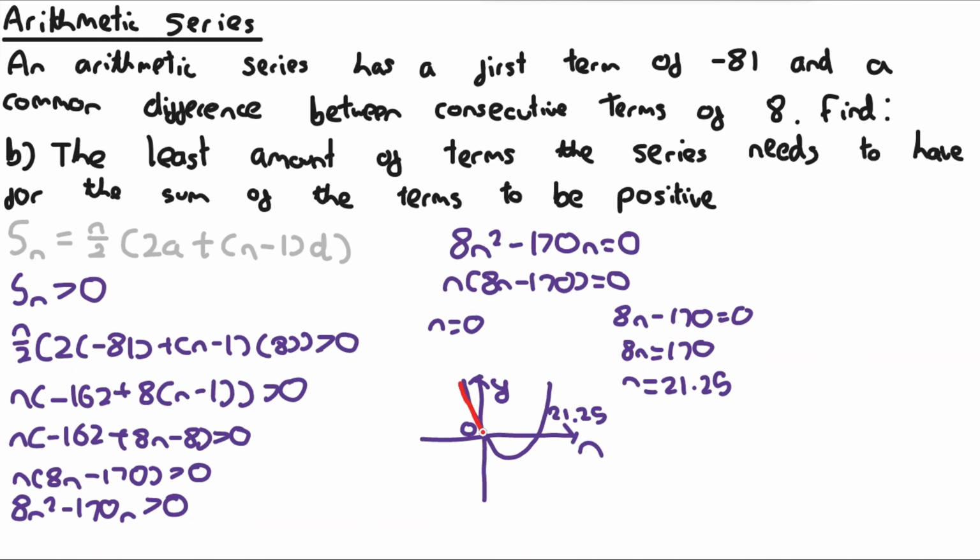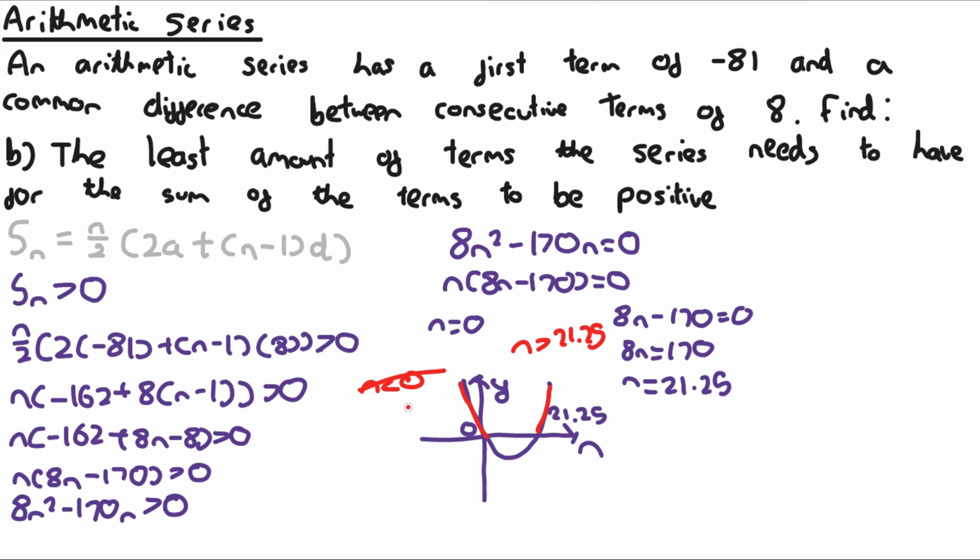And therefore we need to find when this inequality is positive and bigger than 0, and this is here and here. This is the only part where it's negative and less than 0. So therefore this inequality is going to be here when n is less than 0, and here when n is bigger than the root 21.25.